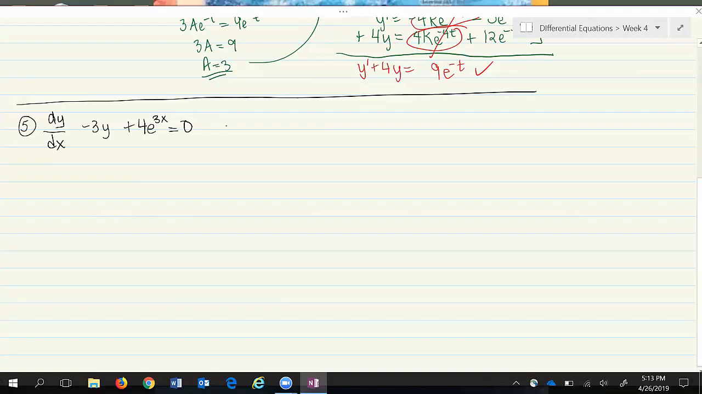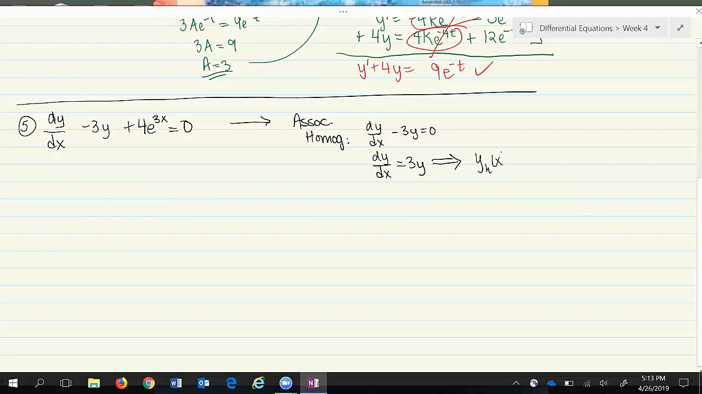So what I'll do first is I'll get those two parts. I'll get the associated homogeneous. Remember, the homogeneous part is when I remove the terms other than dy/dx and a number times y. So dy/dx minus 3y equals 0, or I can rewrite that as dy/dx equals 3y. And then I know that the solutions to that would be multiples of e^(3x). So my homogeneous solution that's going to be part of my answer is k e^(3x), where k is a real number.